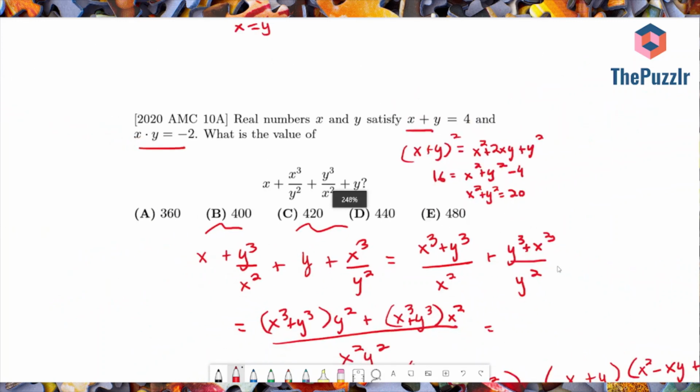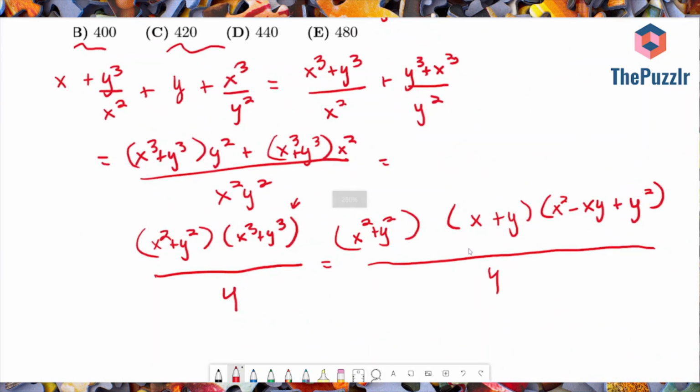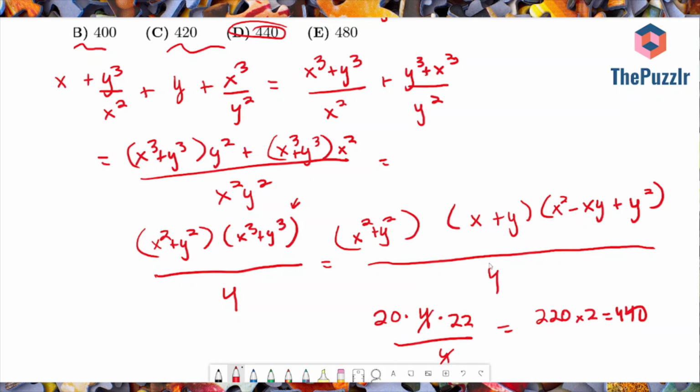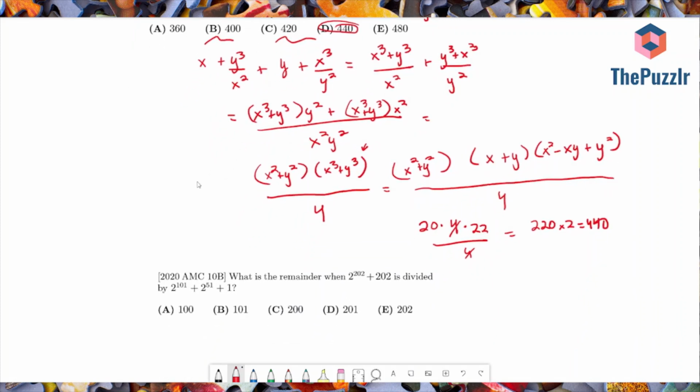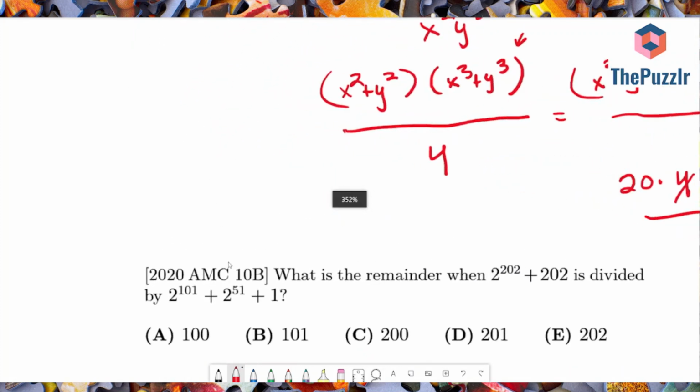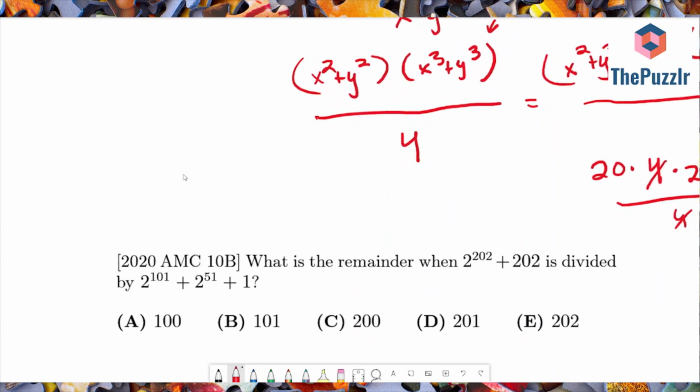And now we can solve our problem. We scroll down, x squared plus y squared, that's 20. x plus y, that's 4. x squared plus y squared is 20 minus xy. xy is negative 2, so 20 minus 2, which is 22, over 4. 4's cancel out. This is 220 times 2, or 440. And we're done. Okay, so that just shows how you can solve this problem. There's a few ways to solve this problem, but I think this way is the way that shows us the most identities being encompassed.